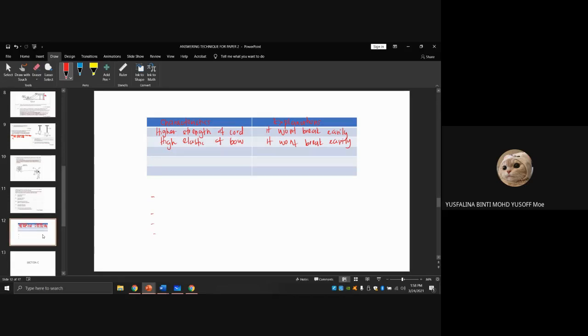Let's say synthetic. Why do you have to choose synthetic? What is the characteristic of the synthetic that makes you choose it as the material? A flexible material. Yes, very good. A flexible material. A material that's strong and flexible. Yes, you can put strong.